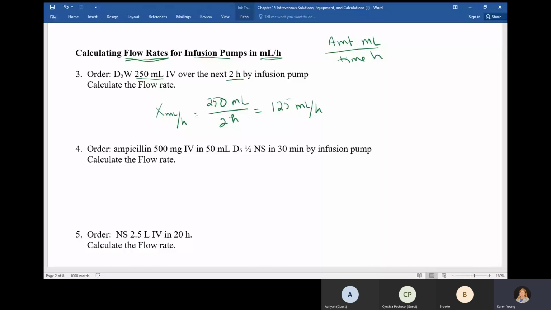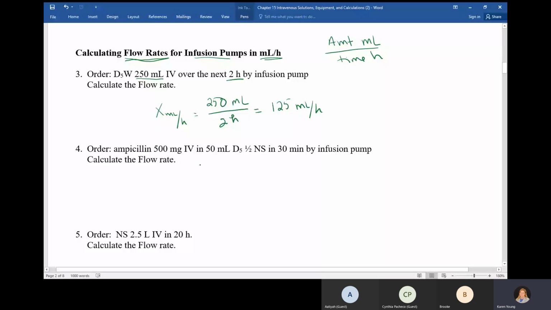Now, sometimes, if you're giving what's called an IV piggyback, you've got IV medication in IV solution, and you're giving it through the IV. It's generally a small package of IV solution, a small packet. So they give you an order of ampicillin 500 milligrams IV in 50 milliliters, D5 1/2 normal saline in 30 minutes by infusion pump, okay?